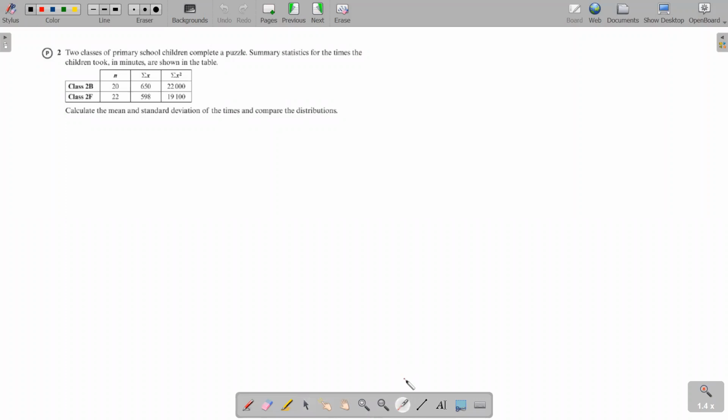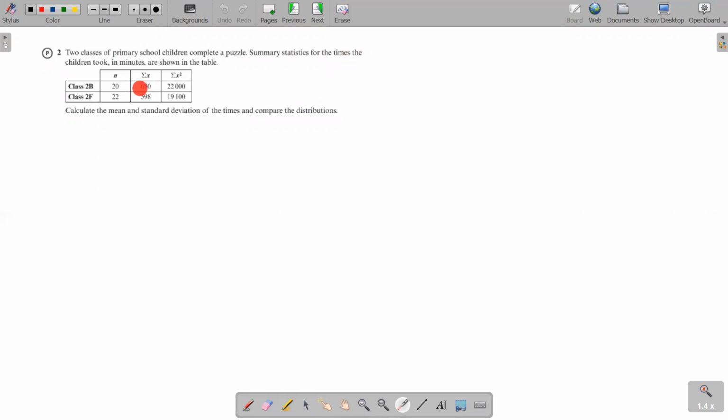Okay, so moving on to question number 2. They say two classes of primary school children complete a puzzle. Summary statistics for the times the children took in minutes are shown in the table. Class 2B and class 2F are the classes, and in class 2B, n means the number of children. There are 20, and there are 22 in class 2F. Sigma x means, here x is the time the children took in minutes to complete.